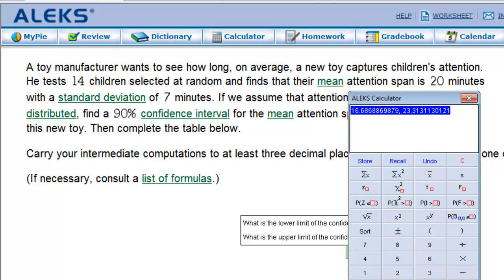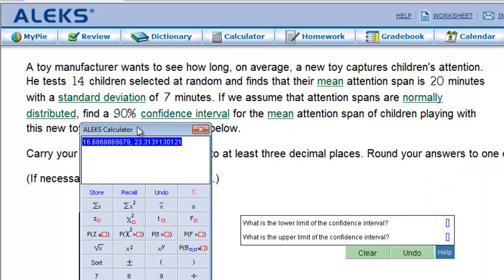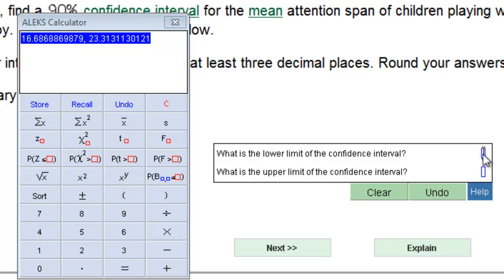And we're going to round to 1 decimal place. So the lower limit is 16.7. It said 16.68 something, so we'll call it 16.7. And then 23.31 is just going to be 23.3.